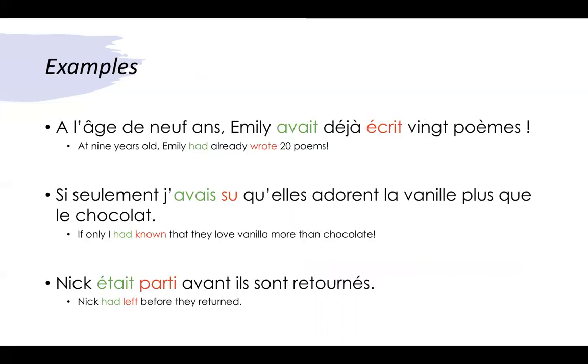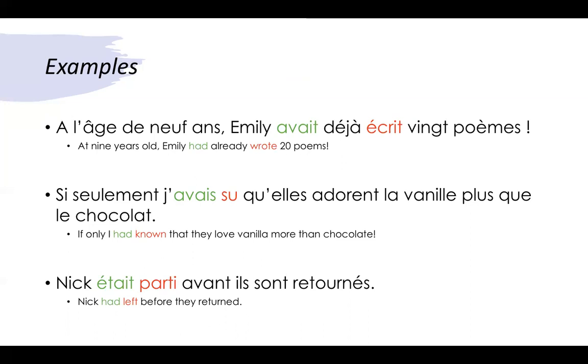So for some examples, à l'âge de 9 ans, Emily avait déjà écrit 20 poèmes. So at 9 years old, Emily had already wrote 20 poems. So had wrote, Emily had done that in the past before she was 9. For another one, si seulement j'avais su qu'elles adorent la vanille plus que le chocolat. If only I had known that they love vanilla more than chocolate.